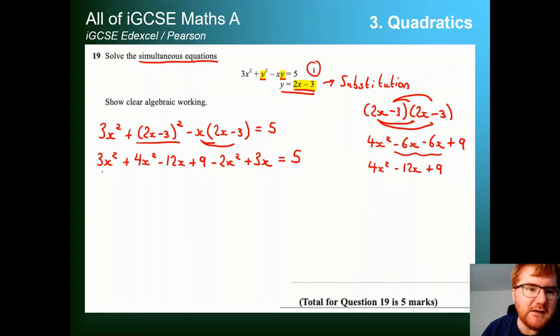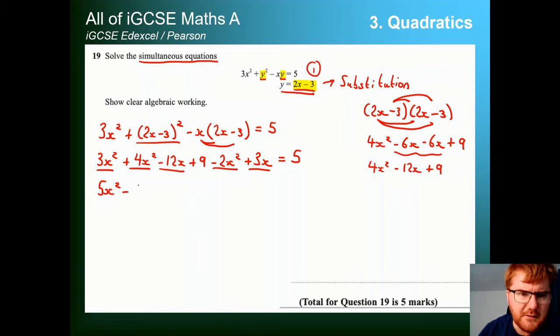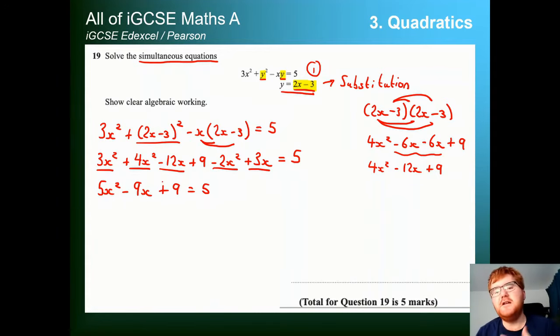Before we do that, we're going to collect some like terms. So notice we have 3x squared, 4x squared, minus 2x squared. So 3x squared plus 4x squared is 7x squared. 7x squared minus 2x squared is 5x squared. Then we've got the x terms, so minus 12x plus 3x is equal to minus 9x. And then we've got the plus 9 here is equal to 5. So again, simplifying down as we go along.